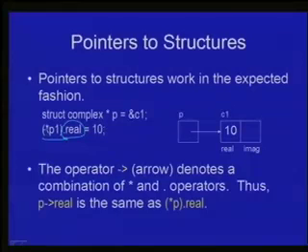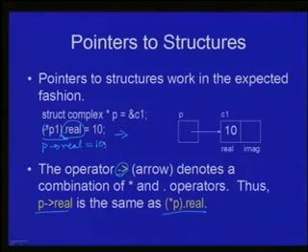So for these two operators applied together, C provides a shortcut. The operator arrow, which consists of a minus mark followed by a greater than sign, denotes a combination of the star and dot operator, and this is how we use it. P arrow real is exactly the same as star P dot real. So we could have written this statement as P arrow real assign 10, and of course we could also have used it on the left hand side, on the right hand side of an assignment, and so on and so forth.